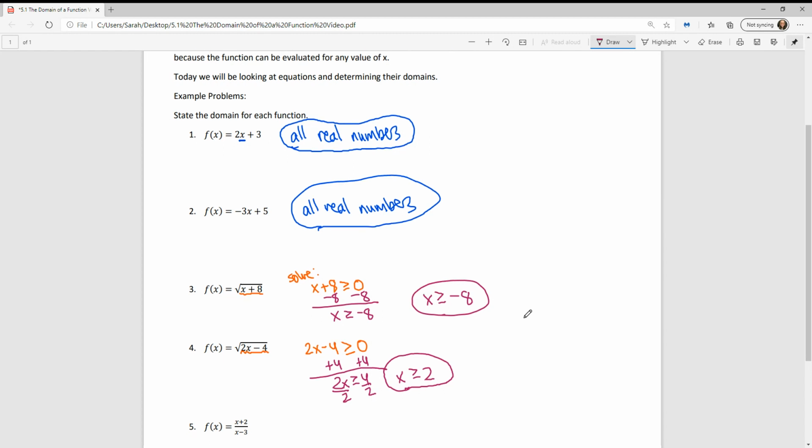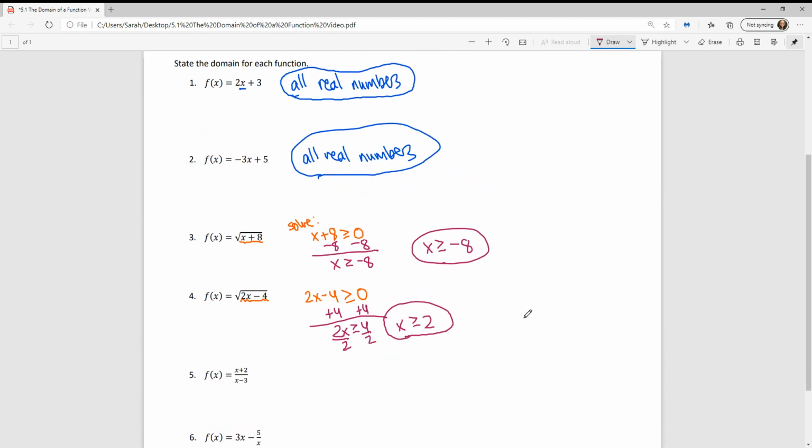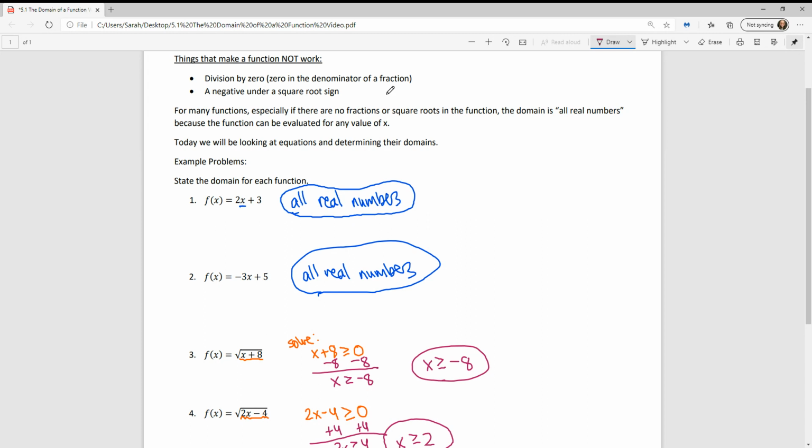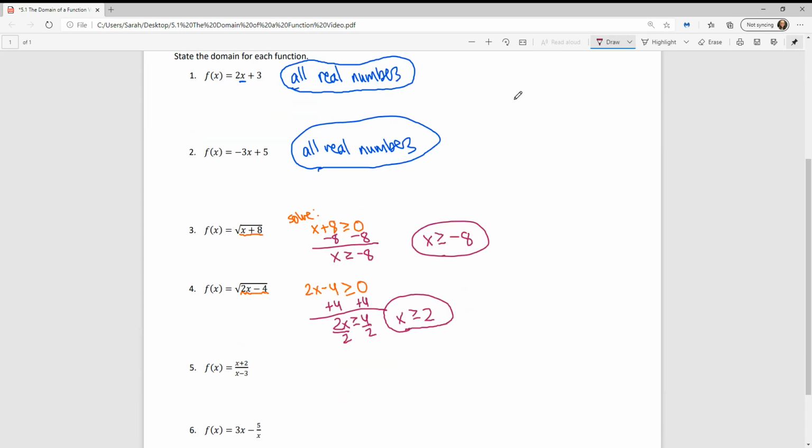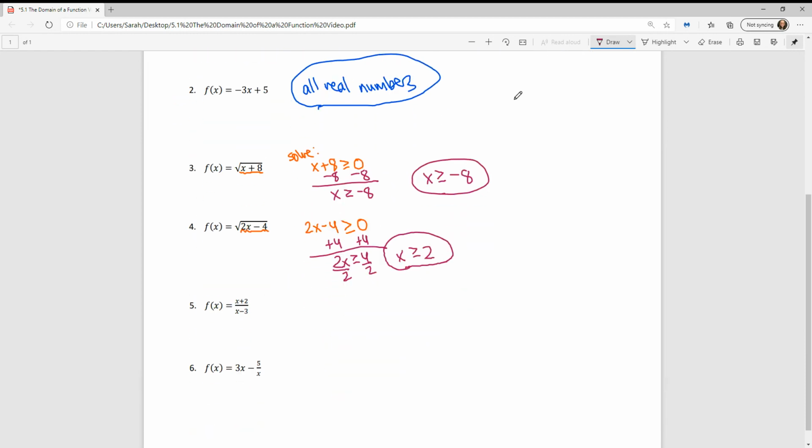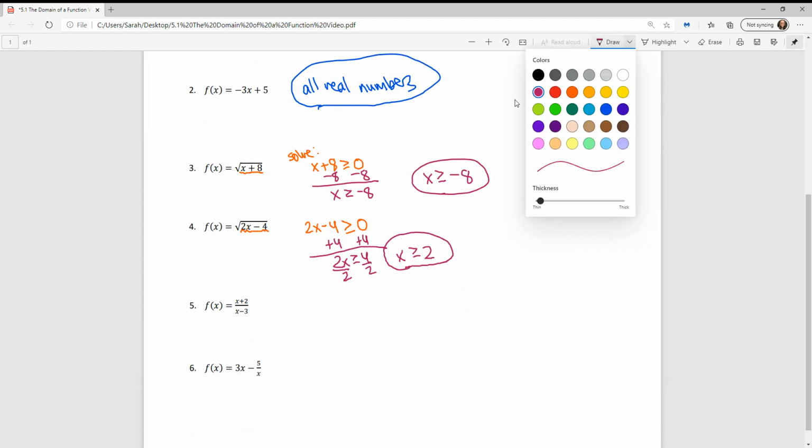The last two will involve fractions. So quickly look back at our rules. We want to make sure that we're not dividing by 0. AKA, we do not want the denominator of a fraction, the bottom part of a fraction, to equal 0. So this is going to be similar to what we did with our square roots, but now we have to think about not being equal to 0.